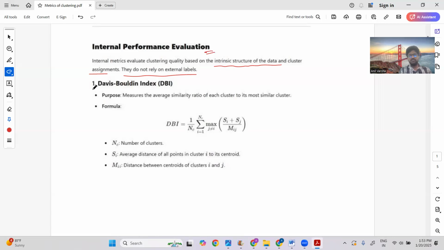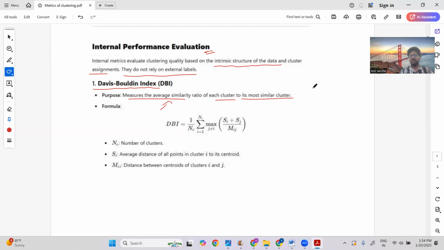The first one is called the Davies-Bouldin Index. This is a performance metric. By using this, we'll be able to understand and analyze how well a clustering model is performing. The purpose is to measure the average similarity ratio of each cluster to its most similar cluster.